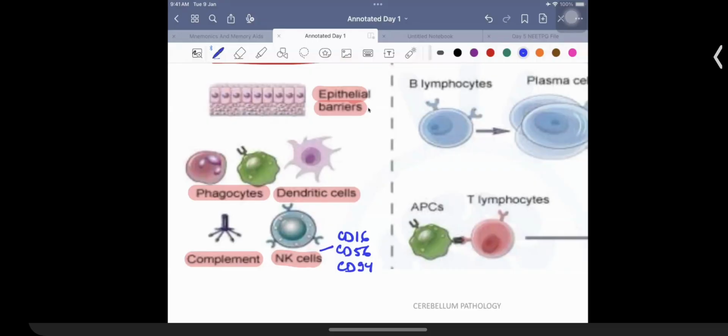Second fact that you need to have an idea about is that we are going to have a special type of T cells over here, which are given the name of gamma delta T cells. Gamma delta T cells are also a part of innate immunity.